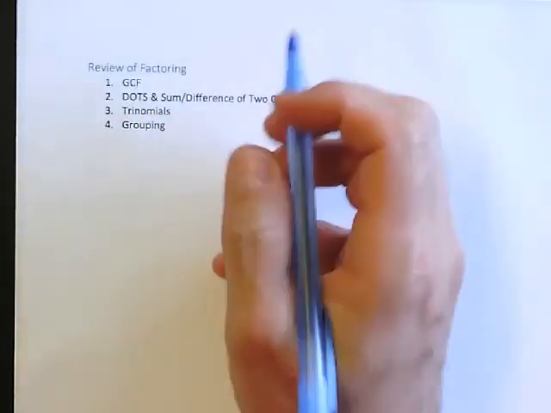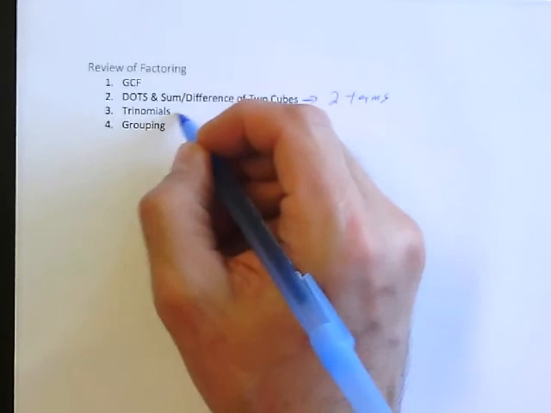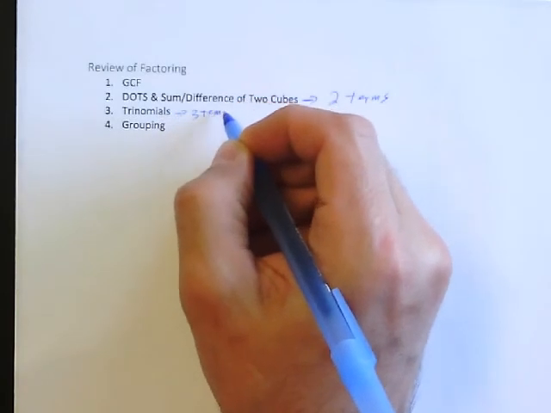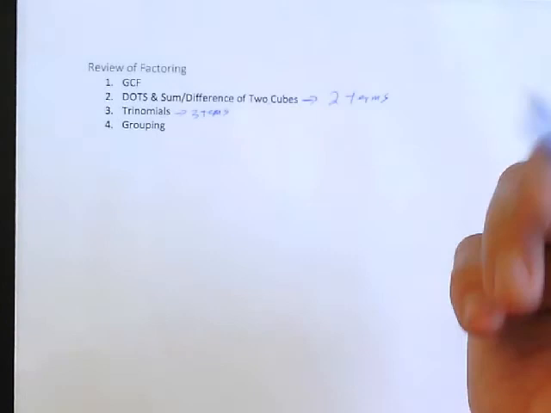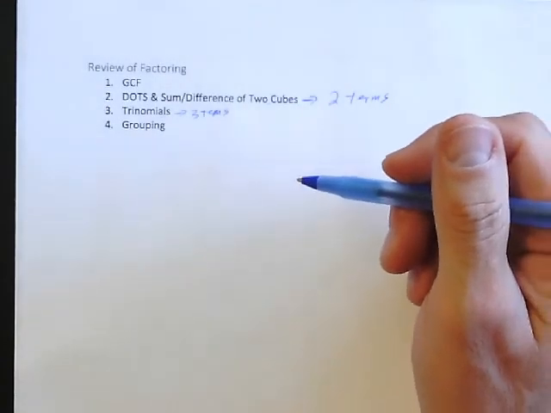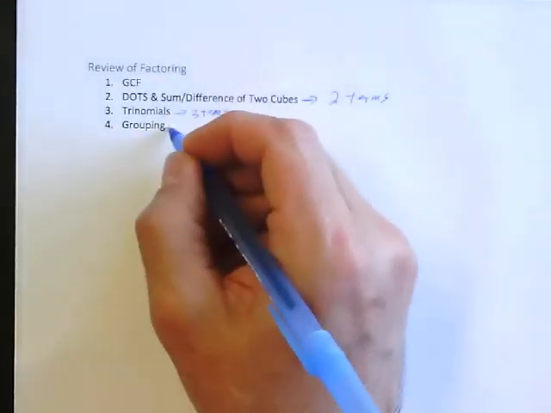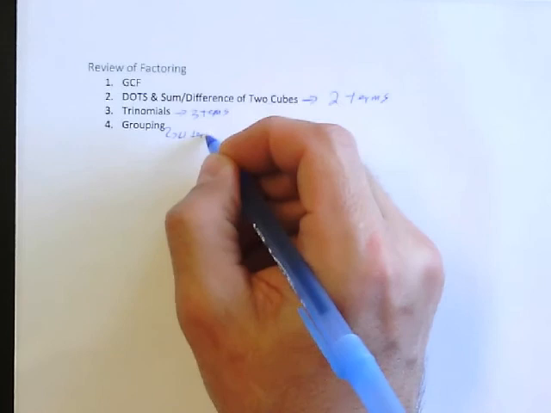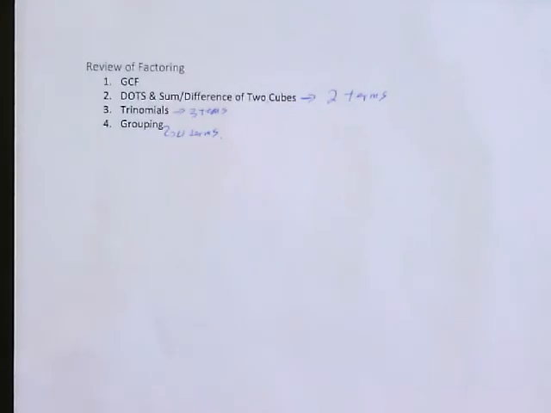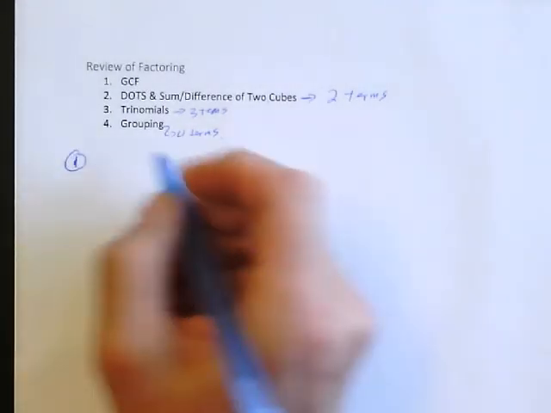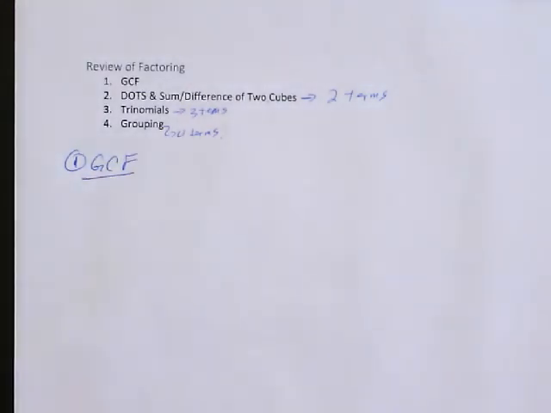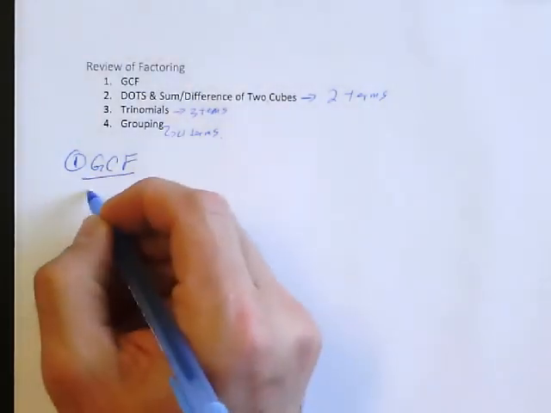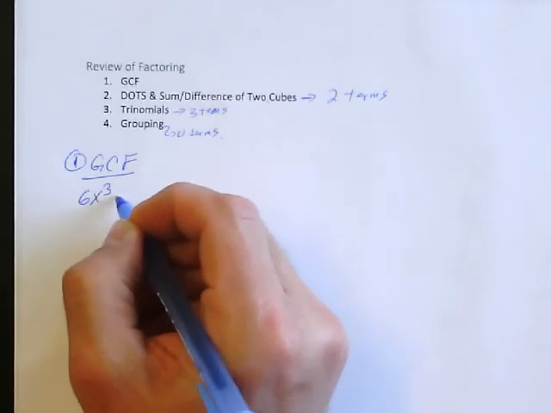The sum and difference of 2 cubes, this is used when you have 2 terms. The reverse FOIL, trinomial, QT, there's all different names for it. 3 terms. I refer to it as a guess and check. Grouping is when you have 4 terms. So just to take you through these each and show you what I'm talking about.